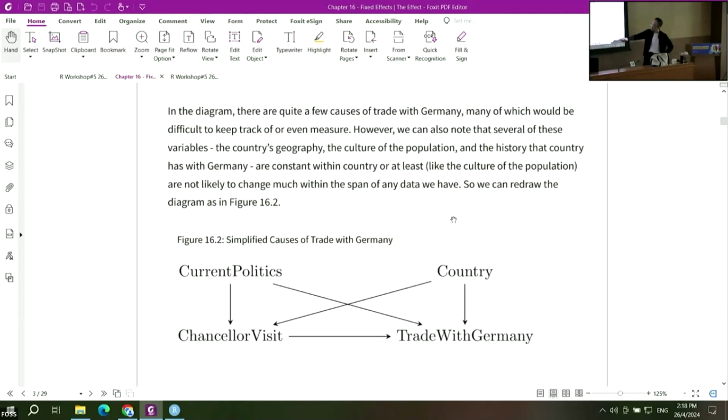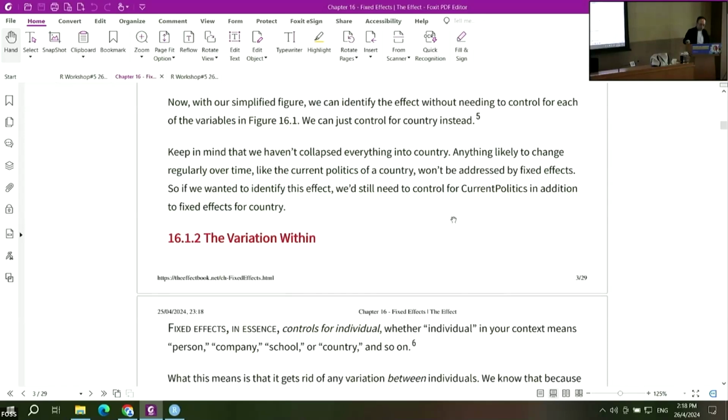So we simplified it to this, but this is not simple enough, because essentially we're just trying to identify the effect of the chancellor's visit on the trade with Germany. That's it. But there are also variations that we have to consider, which are current politics and also the specific country that you're dealing with. So there are still more than what we want to have. But anyways, we have a simplified cause of trade with Germany for now.